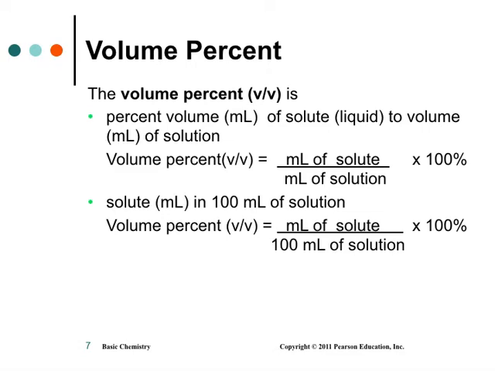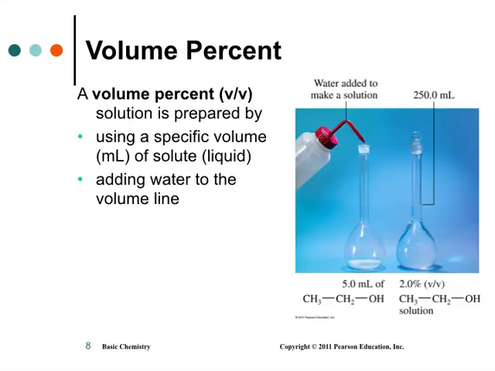And again, it's not the solvent you're dividing by, it's the whole solution that has the solute and the solvent together. And then express it in percentages by multiplying by 100%. This is how you do it.